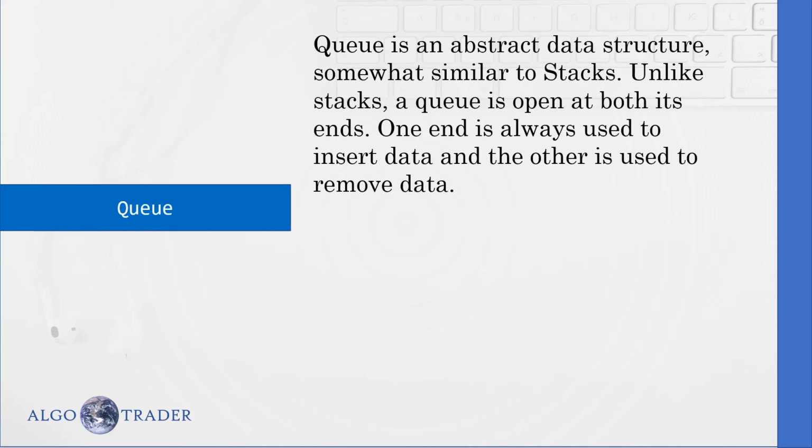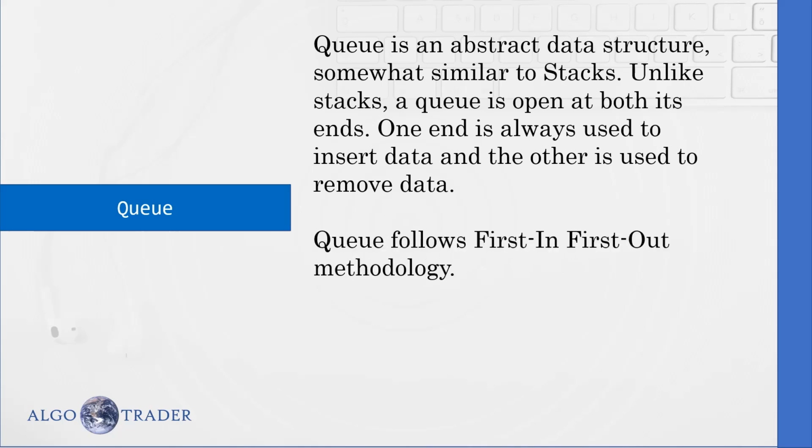If I read the definition of the queue, it is also an abstract data structure somewhat similar to stacks. The difference is that a stack is open on only one side, so you can insert or remove elements only from one side. But in case of queue, it's open on both ends. From one side you add an item and from the other side you remove the item. The rule of the queue is first in, first out, whereas in stack, it was last in, first out.